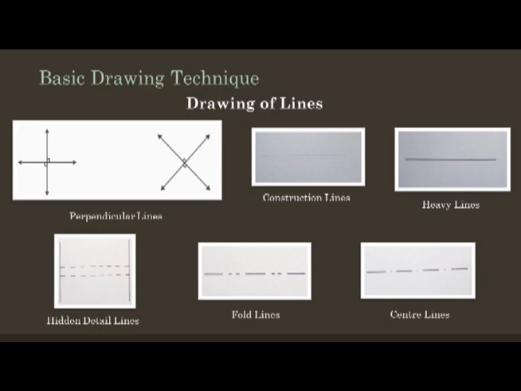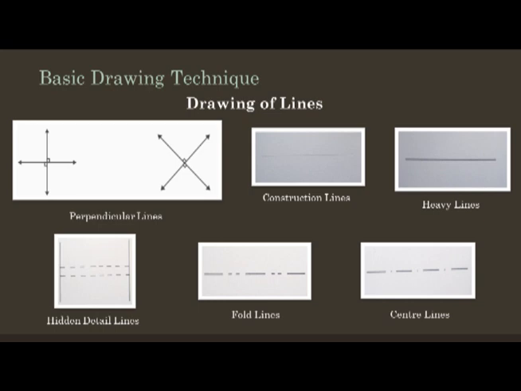Next is the hidden detail lines. Hidden detail lines are lines used to represent hidden information on drawings. They are represented by thin dashed lines, as shown here. I think this is mostly seen on our three-dimensional drawings. So these are hidden detail lines.